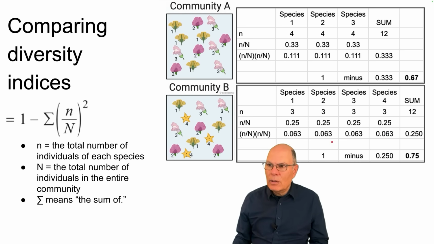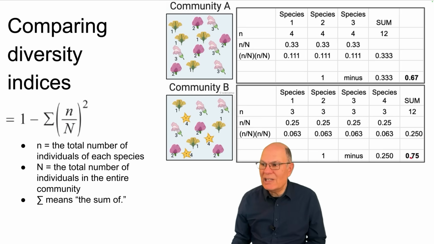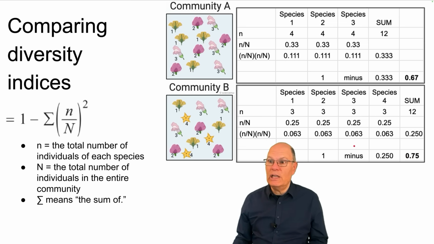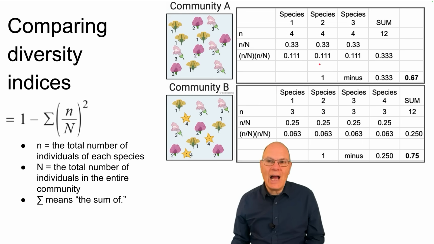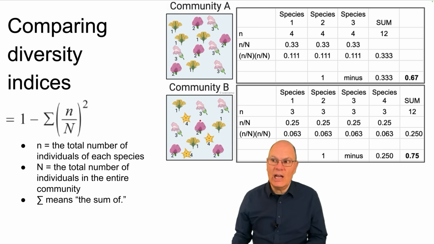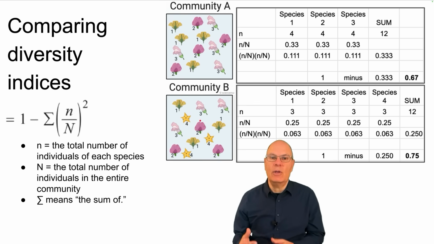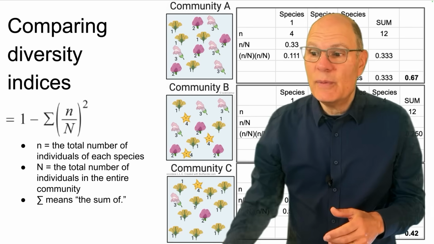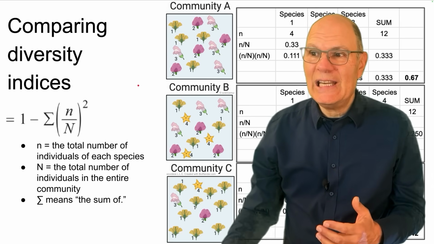We add that up, 0.063 plus 0.063, etc. We add that up, and what we get as our sum is 0.250. 1 minus 0.250 is 0.75. So we see that the diversity of community B is indeed higher than that of community A, and that's because the species richness is higher, even though the evenness of both is the same. They're completely even. Our question was about comparing the diversity of community C with community A.